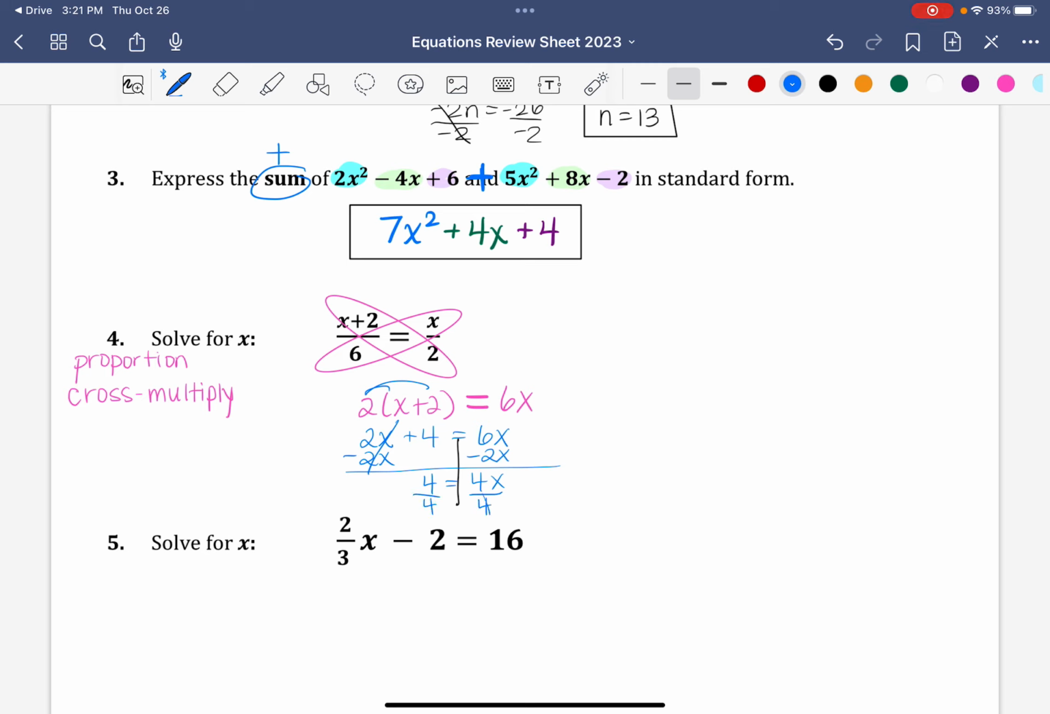Okay. 4 divided by 4 is 1. So I get 1 is equal to x. Or you can write x is equal to 1.